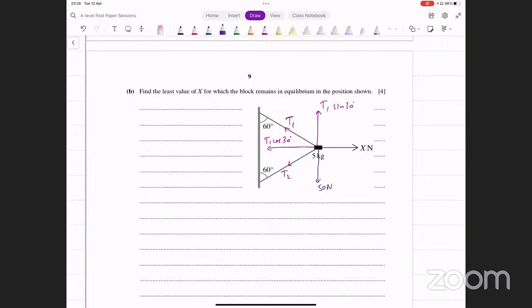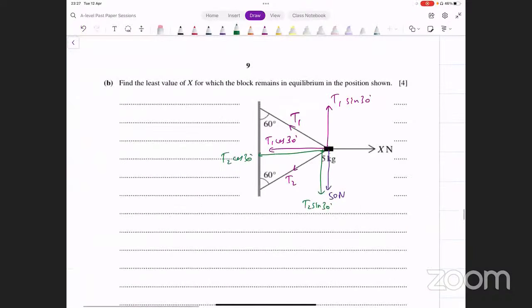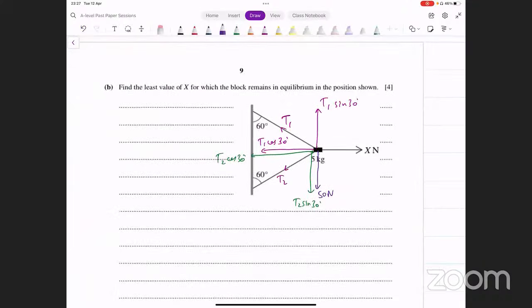Okay, we had resolved this. We took out the components of T1. What will be the components of T2? They're going to be T2 sin 30 and T2 cos 30. Now let's try to understand exactly what he asked. This is the tricky part, to understand the statement properly, how exactly to interpret it.